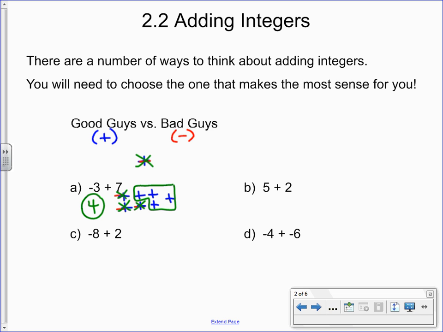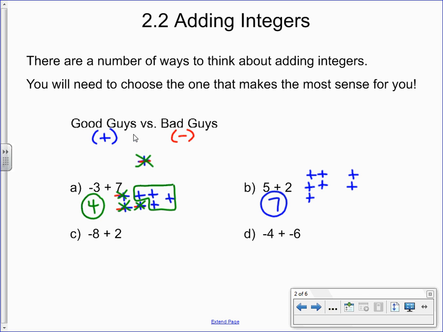Now B is kind of different. 5 plus 2, you look at that and you know that answer, but I want to show you in terms of good guys and bad guys, so it hopefully makes sense in that context. So in this case, we have 5 good guys. We're adding to that 2 more good guys. Well, in this case, there are no bad guys to take out the good guys. So what do we have? We have 7 good guys. So 5 plus 2, which we know is 7, is shown with the context of good versus bad.